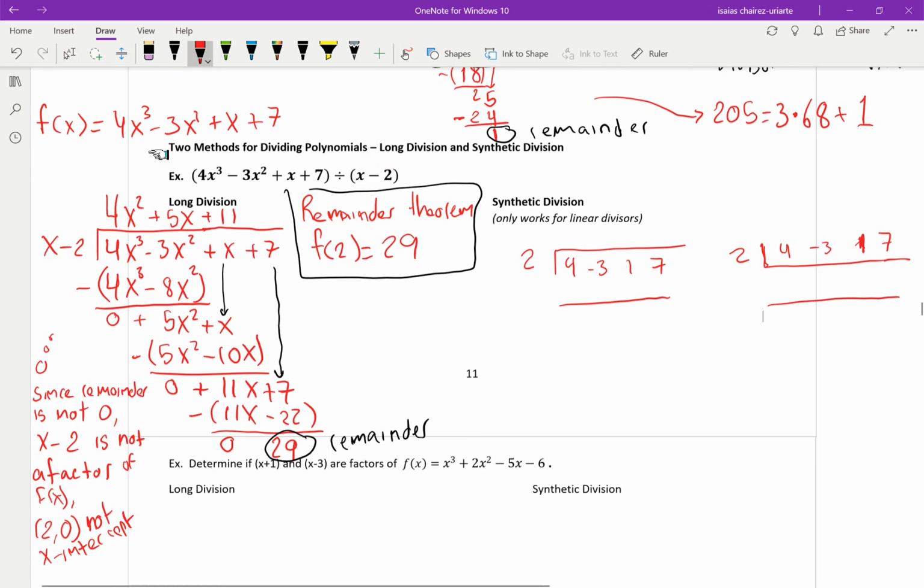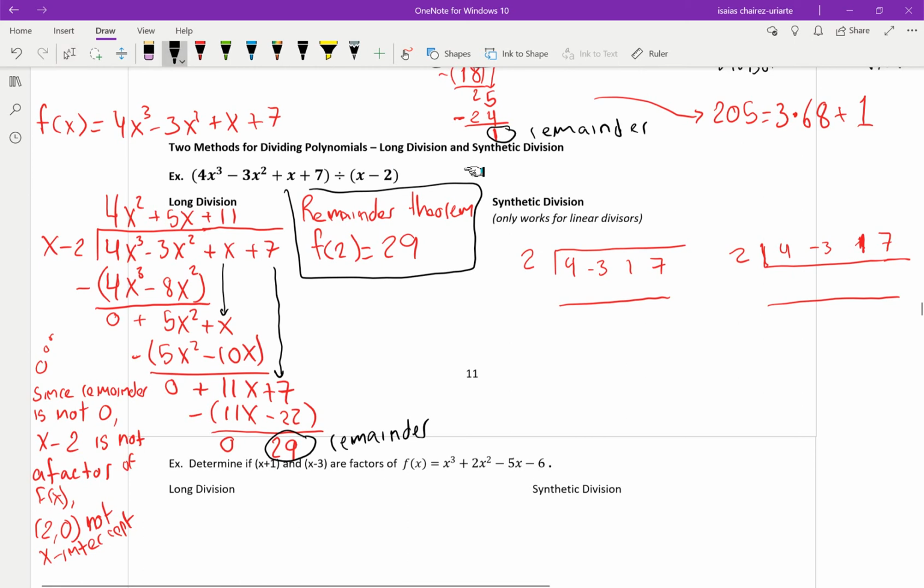By the way, I'm doing this division here simultaneously. We're going to end up with the same thing. Just notice that this 2 came from the fact that this was x minus 2, so I have to change the sign. If I had something like x plus 3, this would have been -3. So keep that in mind when dealing with synthetic division.